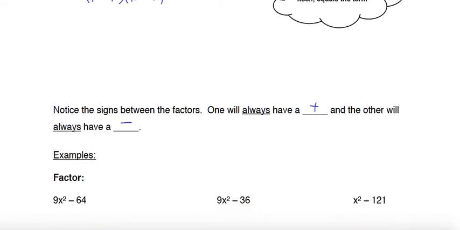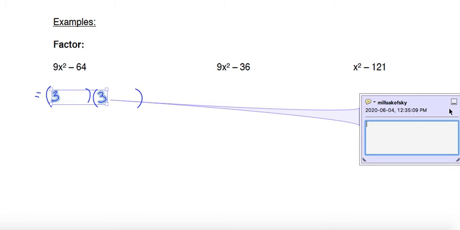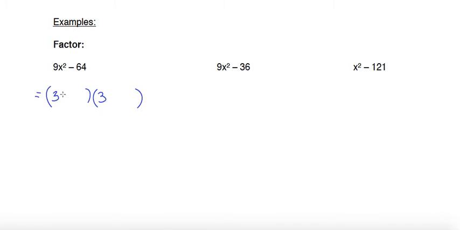So let's go through a couple more examples. We have 9x squared minus 64. We need to find the square root of the first term. The square root of 9 is 3. The square root of x squared is x. So 3x goes at the beginning of each of my brackets. One's an addition sign, one's a subtraction sign, and the square root of 64 is 8. So 8 goes at the end of each bracket.